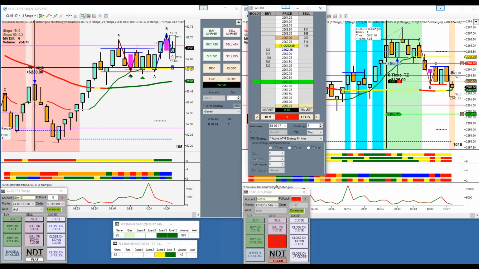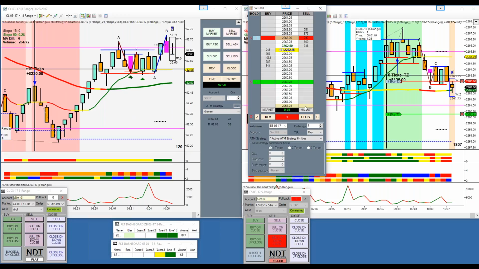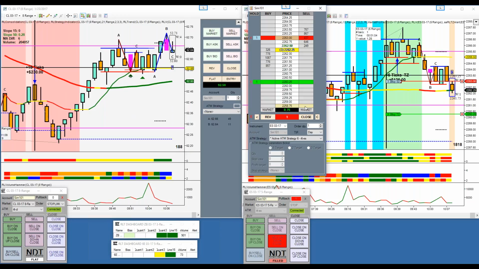One more. We got it. Just briefly. Let's see if we can get it better. There we go. First target's hit at 4. Let's see if we can keep going. Come on, let's get a runner here. Keep going.